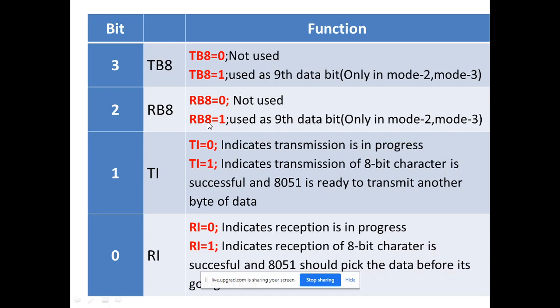For mode number 2 and mode number 3, there is no problem. For mode number 0 and mode number 1, in both the cases, data is only 8-bit data. There is no use of the 9th bit, and that's why we are not using this location, and that's why these locations are 0, 0. Similar way, TI and RI.